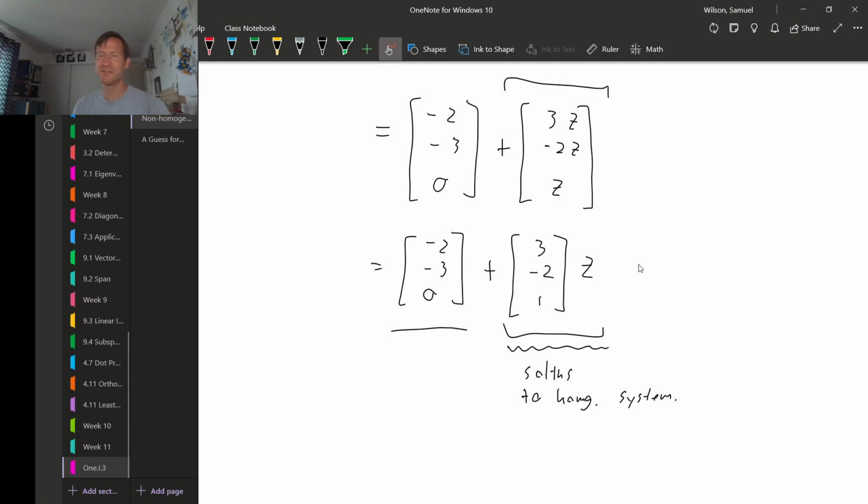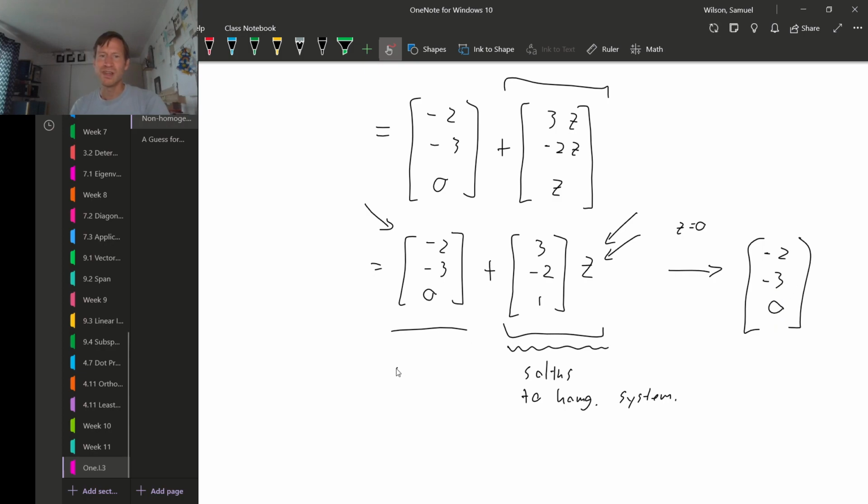All right, well, that kind of explains this piece. What about the piece that doesn't have a free variable? Well, remember the way that we write out these solutions, you can choose any value for the free variables. In particular, we could choose all zeros for the free variables, or for the one free variable that we have. And that means that if we make the choice that z is 0, the solution that we get is just -2, -3, 0.